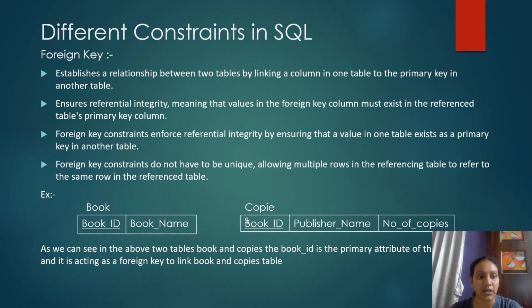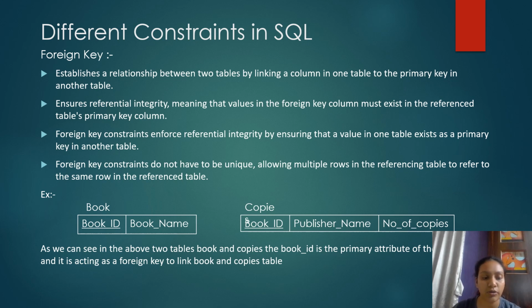Next, we have the foreign key. It establishes a relationship between two tables by linking a column in one table to the primary key of another table. It ensures referential integrity, meaning that values in the foreign key column must exist in the referenced table's primary key column. Foreign key constraints enforce referential integrity by ensuring that a value in one table exists as a primary key in another table. Foreign key constraints do not have to be unique, allowing multiple rows in the referencing table to refer to the same row in the referenced table.